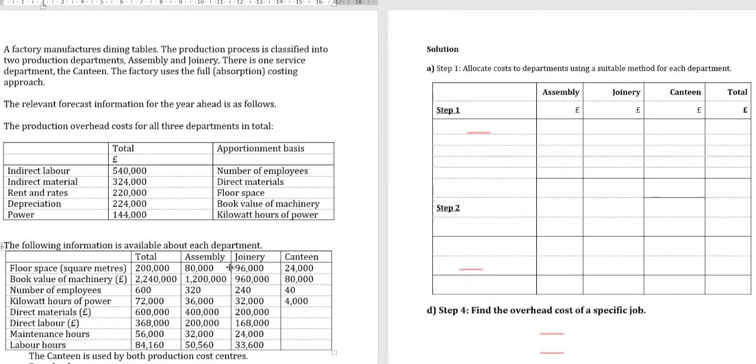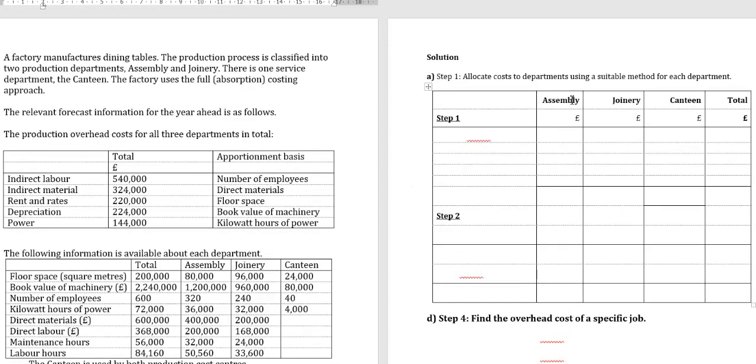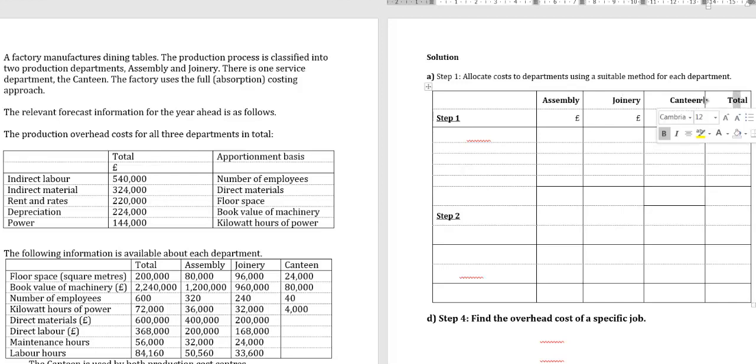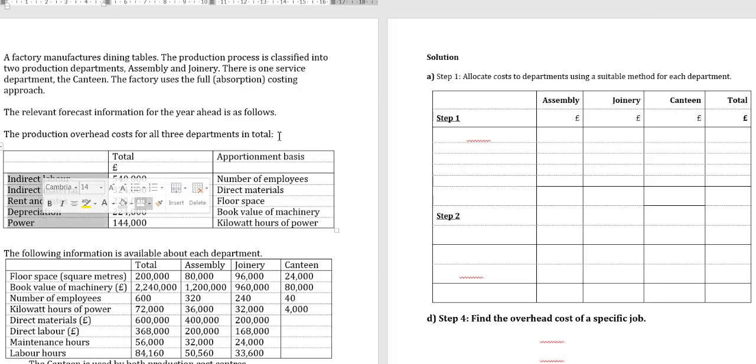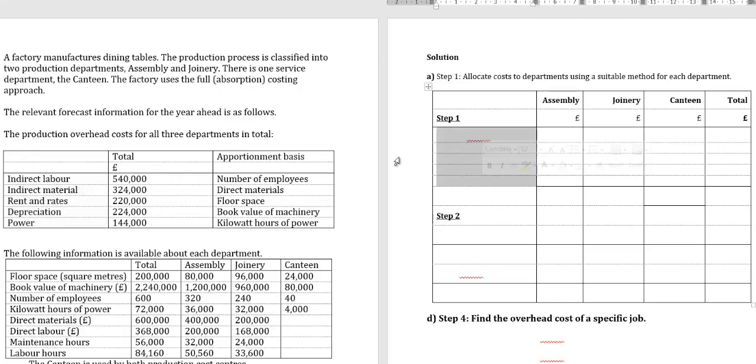First, we have to design our table. So the table here, we have the assembly, joinery, canteen, and total. As I mentioned before, you can add the total at the end or just before assembly or the first cost center, as you like. Then we have here 5 items: indirect labor, indirect material, rent and rates, depreciation, and power. So I will add all of them here.